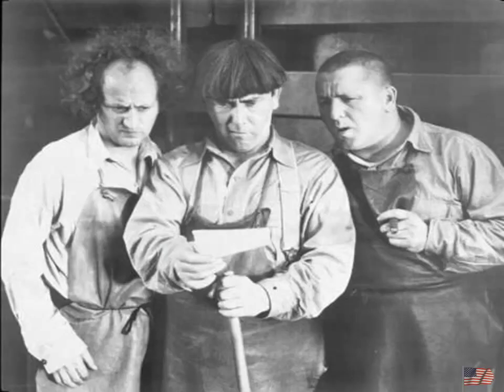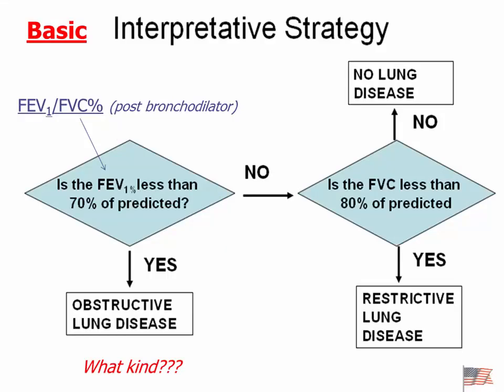So how do we interpret all this? Remember this one? Yes. So again, we're going to look at that FEV1 to FVC ratio first. Is that below 70? Obstructive. End of score. Then we can go into what kind of obstructive defect it is. If not, then we look at the FVC, and is it above 80% of predicted? If so, then it's normal. If it's below 80% predicted, it's a restrictive defect.